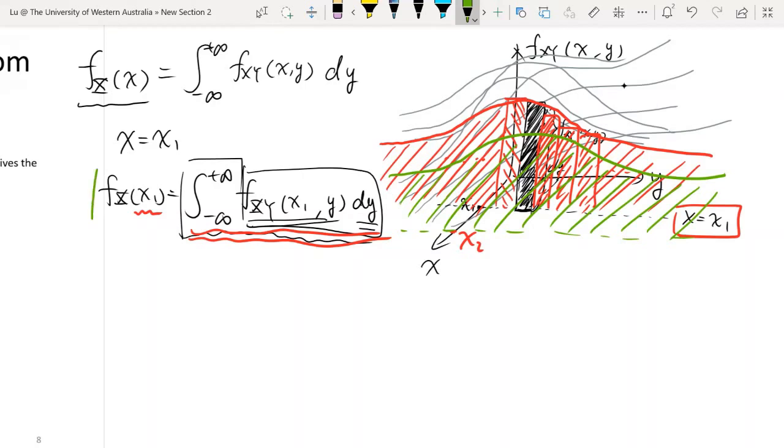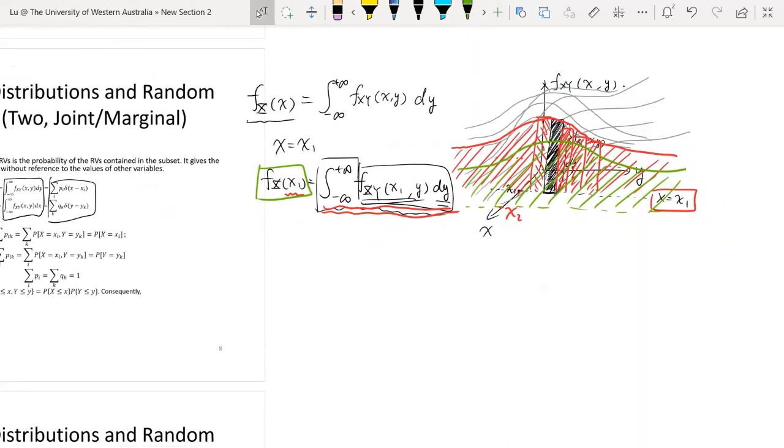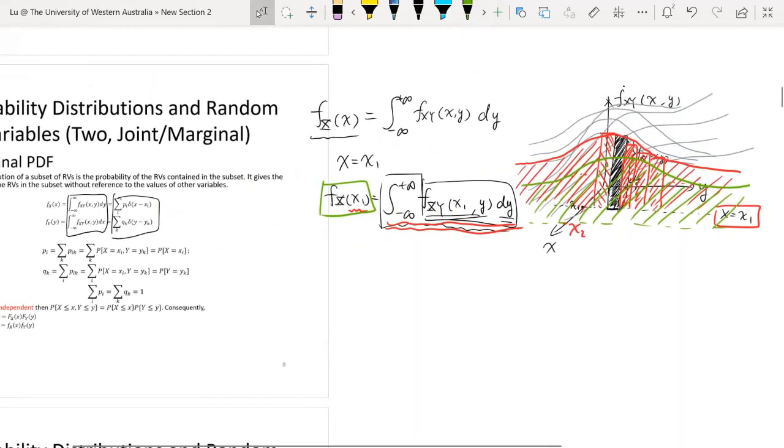So what we can do here is to use this way to eliminate the effect of the random variable y, and the remaining thing is just the marginal PDF of x only. Okay, so this is how we do this calculation, or how to understand this thing. What we have discussed here is related to the continuous case. But for the discrete case, things will be much easier, okay?